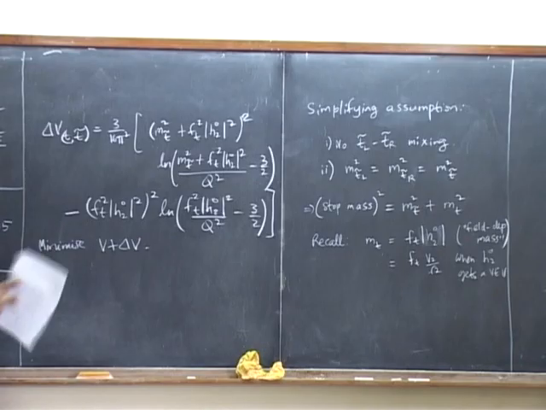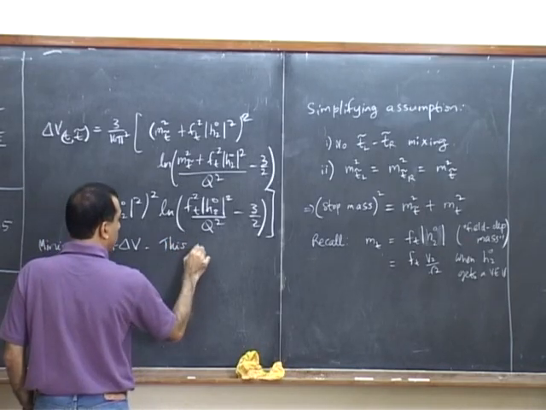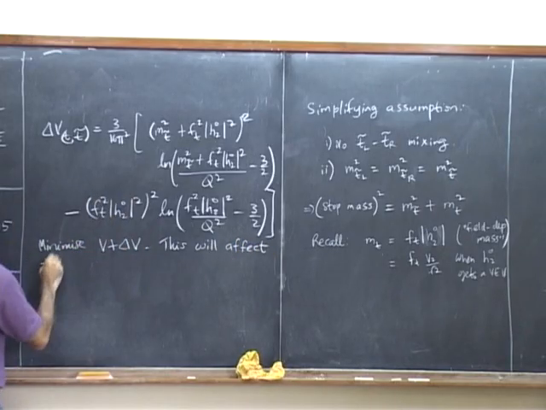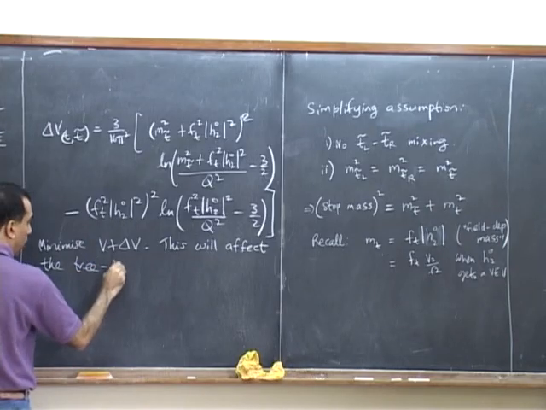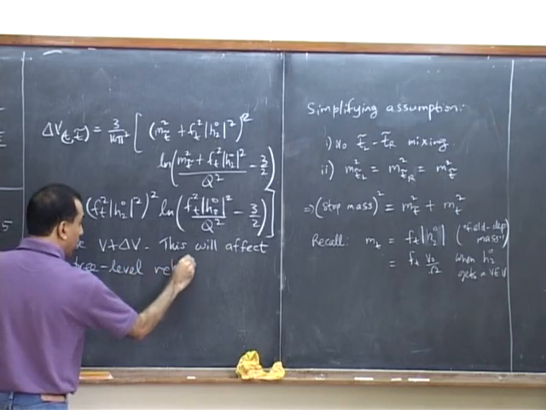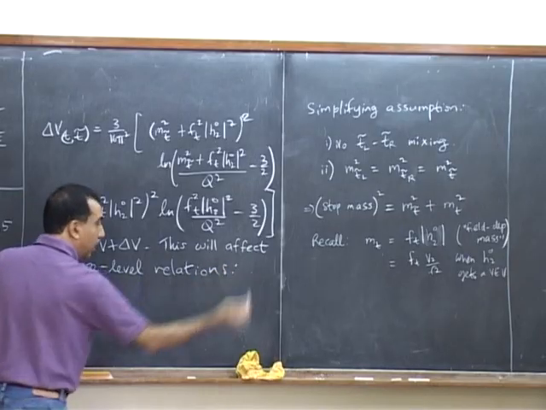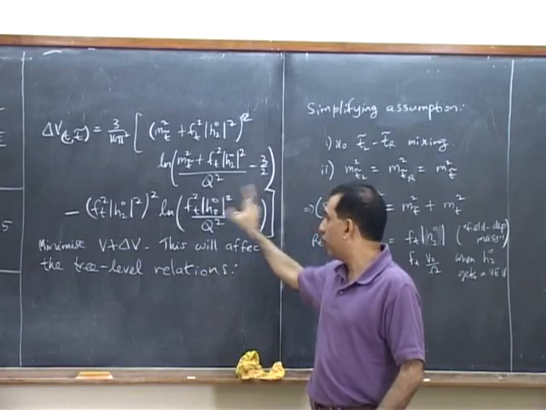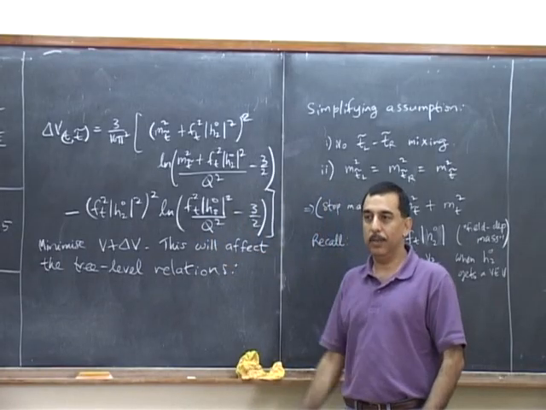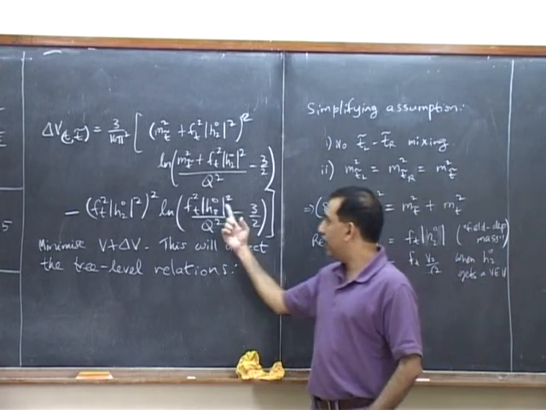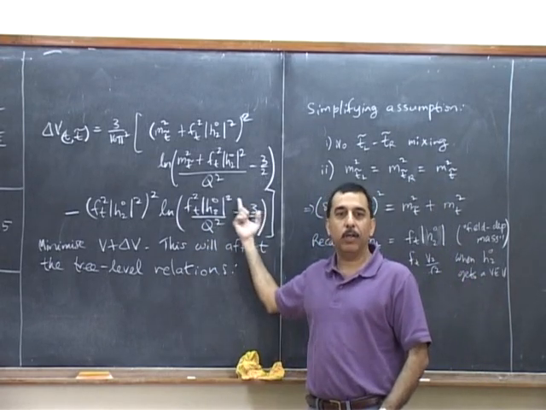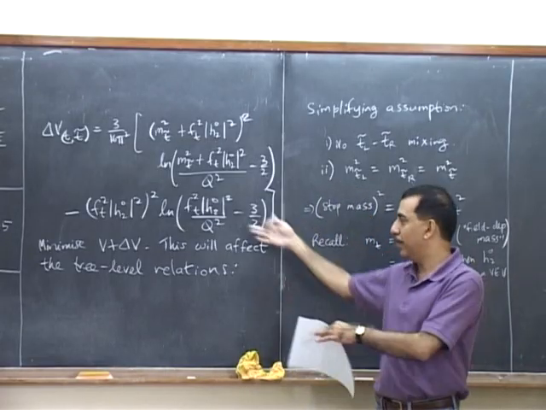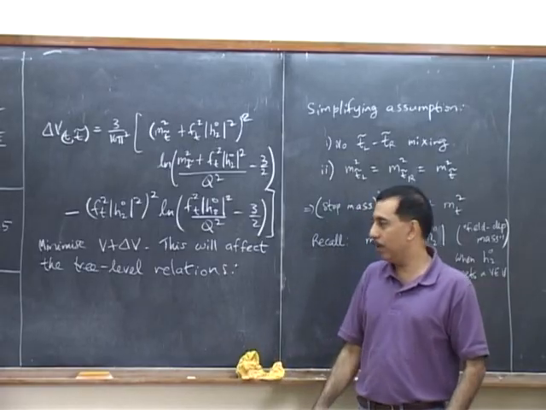Okay, but let's recall that when we just minimized V alone earlier, we got some tree-level relations among various parameters to start with, and those relations will change. So actually we had done 2 different things. First we minimized the potential, put in the vevs, and got tree-level relations among the parameters. Secondly, we differentiated the potential to second order in the Higgs to get the Higgs mass matrix. Okay, and then we expressed that mass matrix in terms of various parameters. So there were 2 steps.